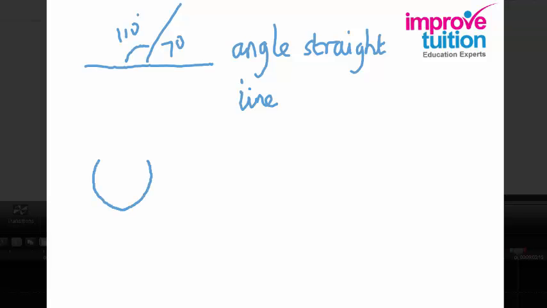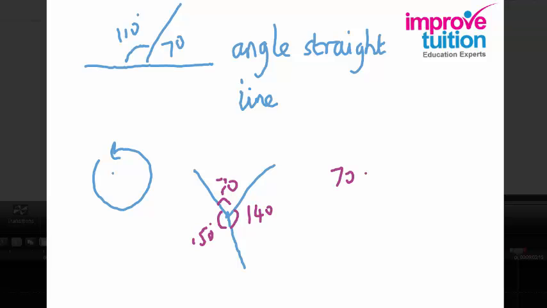Angles at a point add up to 360 degrees. So if you've got a point and you add up all the angles, for example, three angles, then if you add each one up, it will add up to 360 degrees. So if you've got, say, 70, 150 and 140, they will add up to 360 degrees.